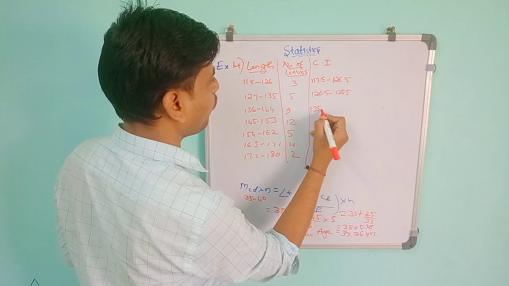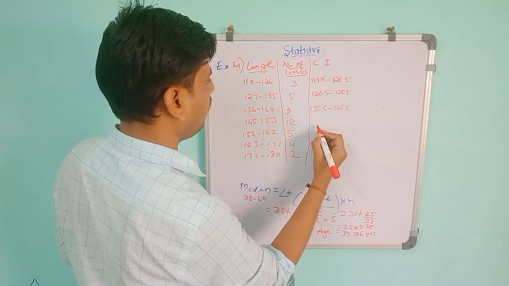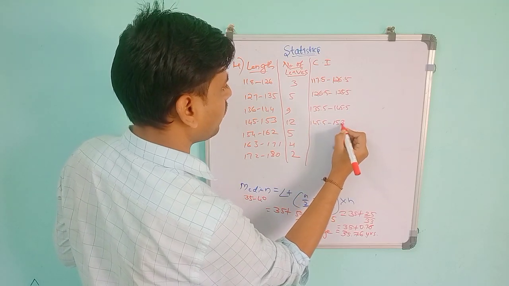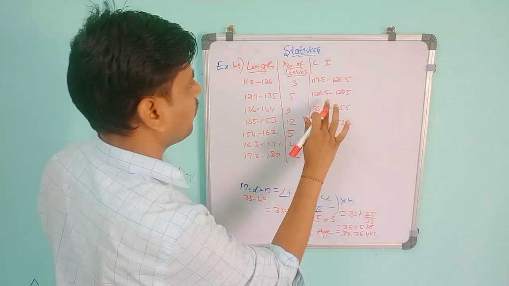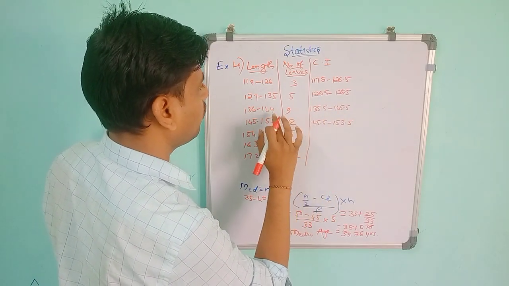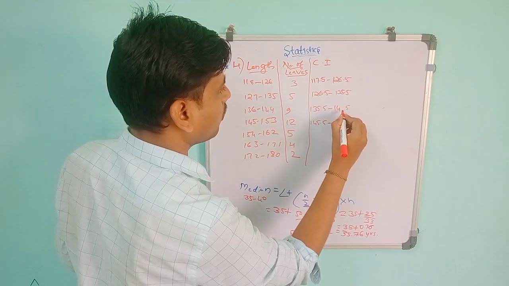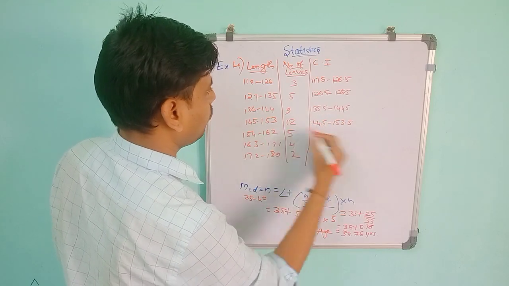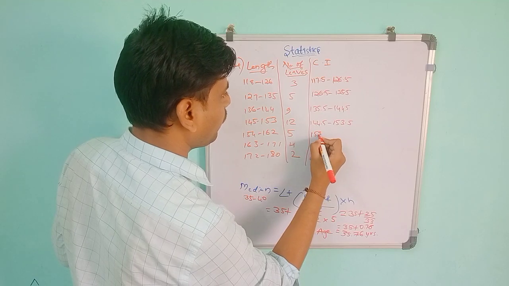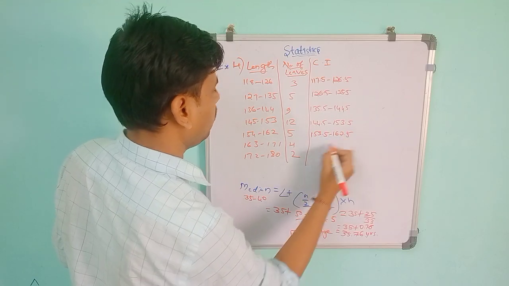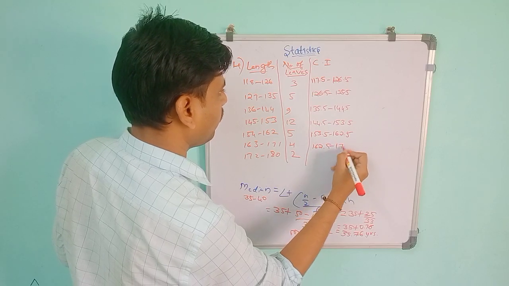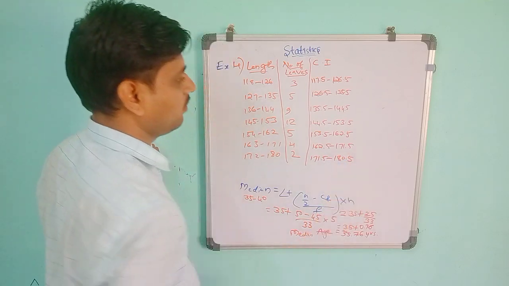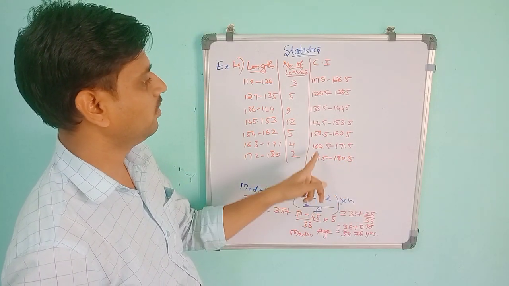This will give 135.5 to 145.5, then 145.5 to 153.5, then 144.5 to 153.5, then 153.5 to 162.5. Then 162.5 to 171.5, then 171.5 to 180.5. See the difference here, 171.5 to 180.5, so it is 9. Here also 9.